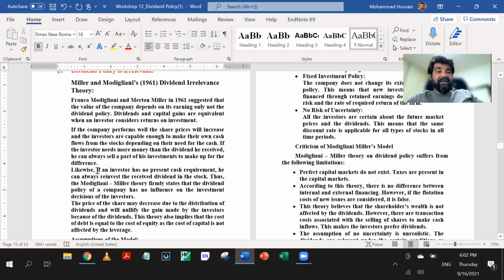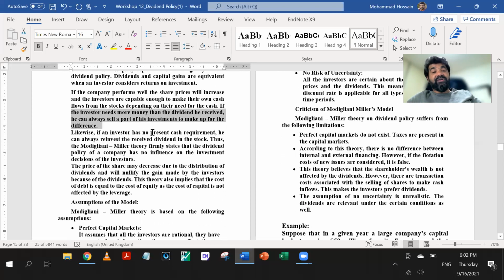If an investor needs more money than the dividend received, he can always sell a part of his investment to make up for the difference. Otherwise, if the investor has no present cash requirement, he can keep the investment as it is.